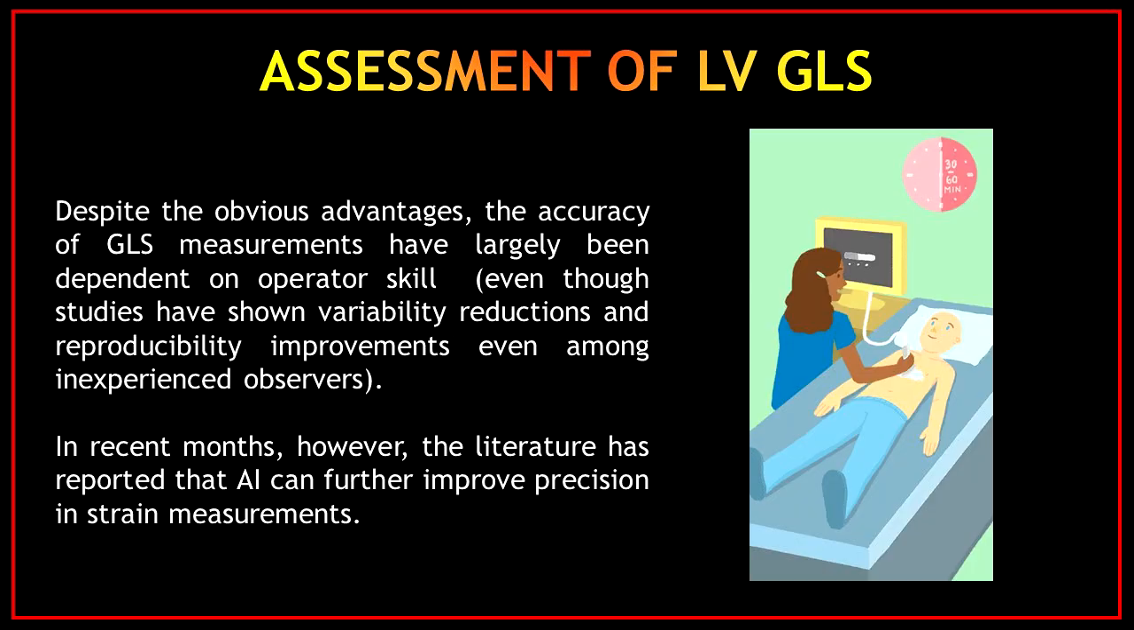Despite the obvious advantages, the accuracy of GLS measurements has largely been dependent on operator skill, even though studies have shown variability reductions and reproducibility improvements even among inexperienced observers. In recent months, however, the literature has reported that artificial intelligence can further improve precision in strain measurements.